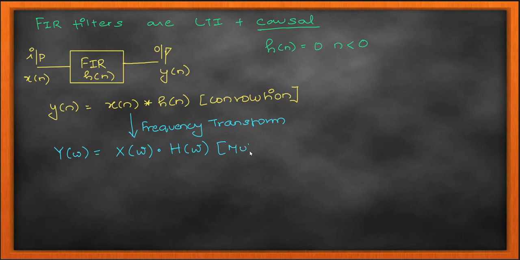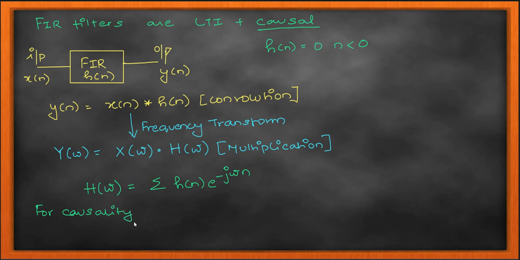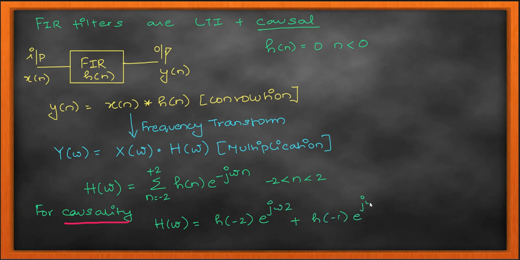So now if I have a filter which is a convolution of my input x of n with my h of n, where h of n is your FIR filter, then in the frequency domain it is X of omega into H of omega, and now my H of omega, which is my FIR filter in frequency transform, is given by sigma h of n e to the power of minus j omega n. So now let me just put some values for n, which is from minus 2 to plus 2, just to show you how my causality is implied in this H of omega. So when you see this expansion, I am having h of minus 2, h of minus 1, then I have h of 0, h of 1, and h of 2.